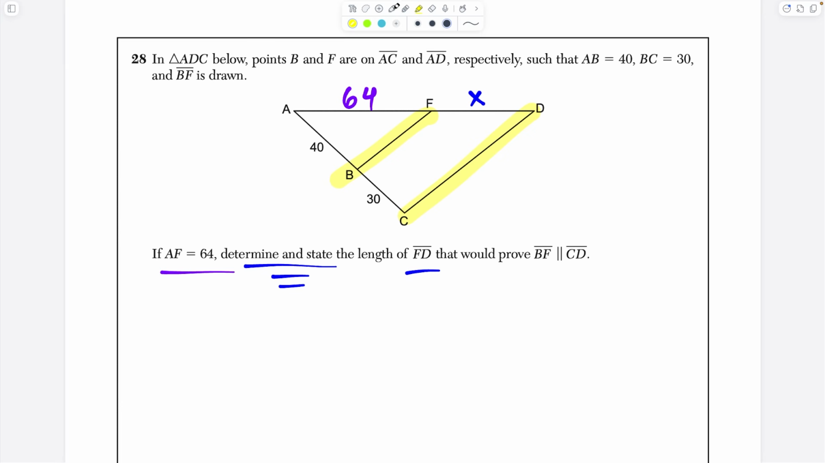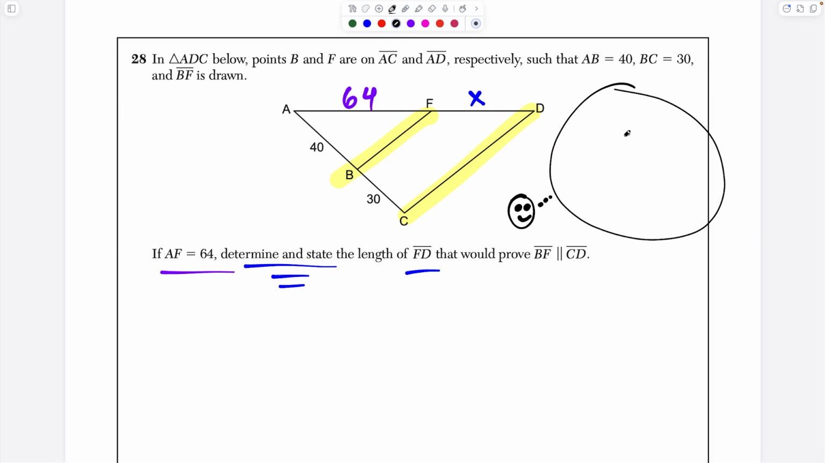But the good news is we only have to determine and state. We don't actually have to write a sentence, but I'll say something at the end of what you would say if you had to explain your reasoning as well. So here we could use the converse of the side splitter theorem. That's where my head goes, is the side splitter theorem.